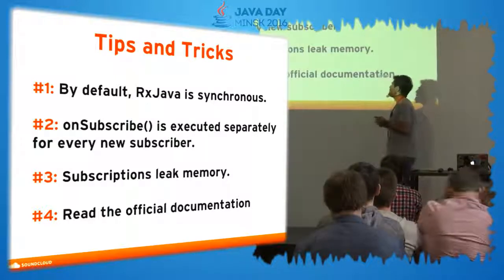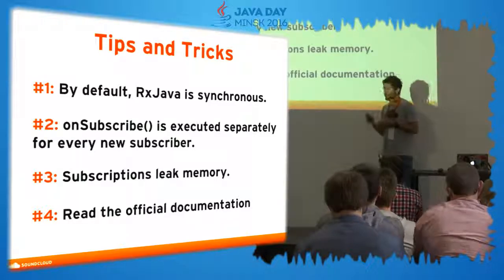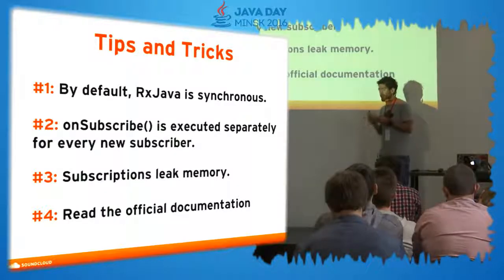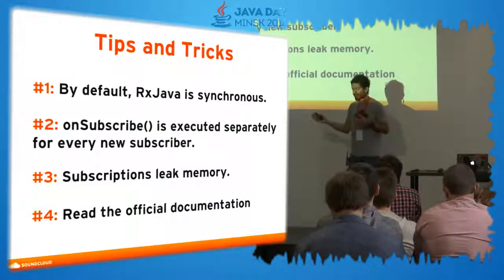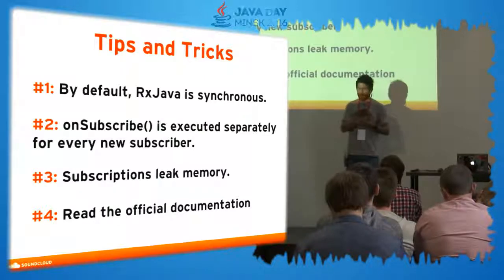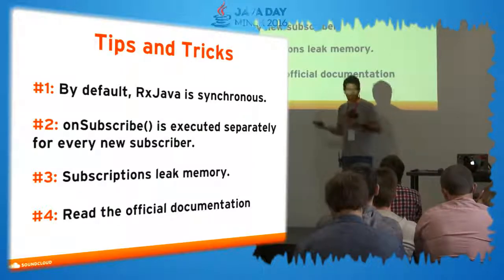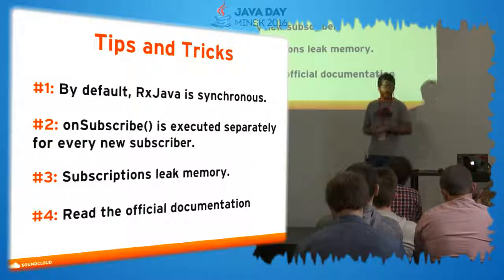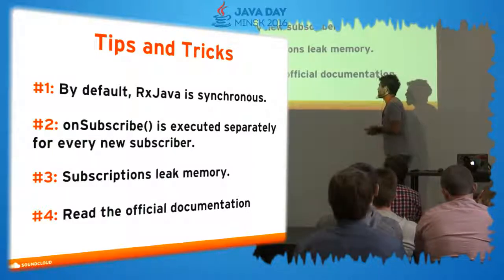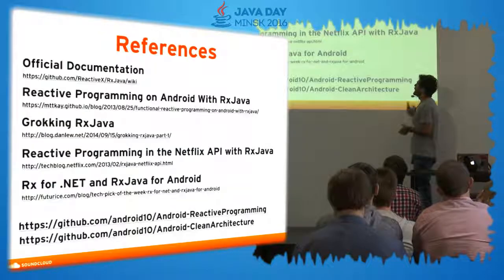This is again Android specific. Subscriptions leak memory. So always keep in mind that you must unsubscribe from your observables when your app is killed. You don't want to keep a reference to screens because they contain the view tree, which is very memory expensive. And of course, the official documentation, which is great.